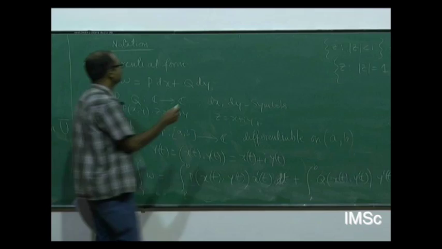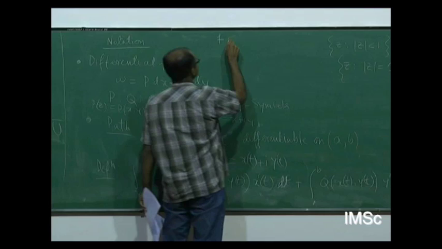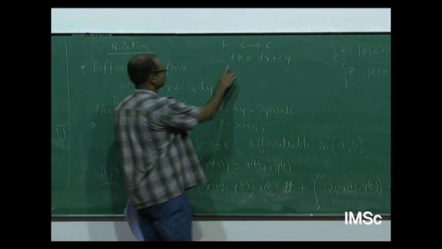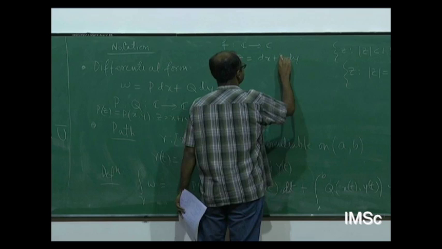So if f is a complex valued function, then we are going to write dz as dx plus i dy. These are special differential forms. These are also differential forms. So dz denotes this differential form, dx plus i dy. So this is just a special case of this.